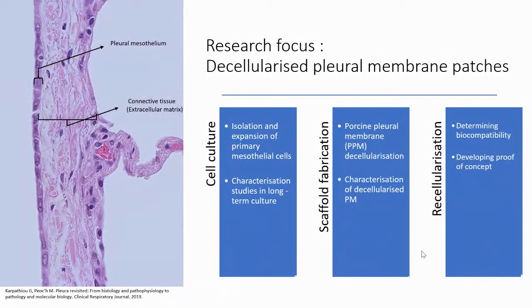With that goal in mind, my three key areas of research are, first, deconstructing the porcine pleural membrane, wherein with cell culture studies I'm looking to optimize an isolation and expansion protocol for pleural mesothelial cells that form the superficial monolayer on the pleura, and characterize them in long-term culture. Secondly, as far as scaffold fabrication is concerned, I'm looking at deriving ECM-based bioactive scaffolds through pleural membrane decellularization and characterizing the efficiency of the protocol in terms of retaining the inherent biomechanical and biochemical characteristics of the membrane whilst stripping off the nuclear and cellular antigenic components. And finally, moving towards recellularization studies that will help us develop a proof of concept for the intended application of decellularized pleural membrane patches clinically.